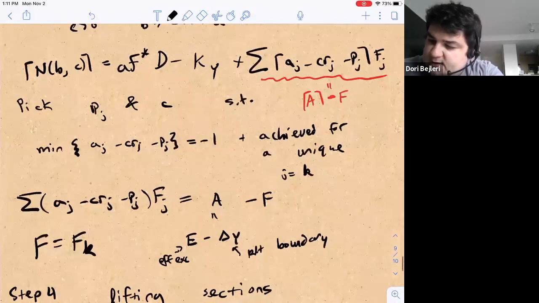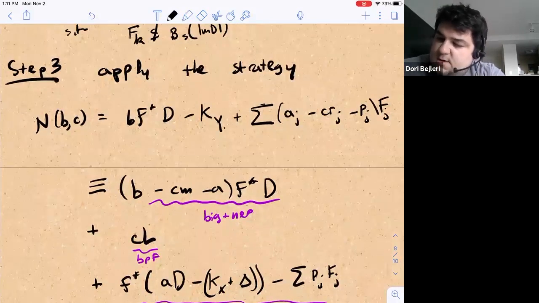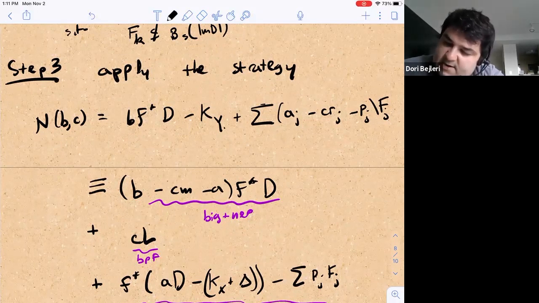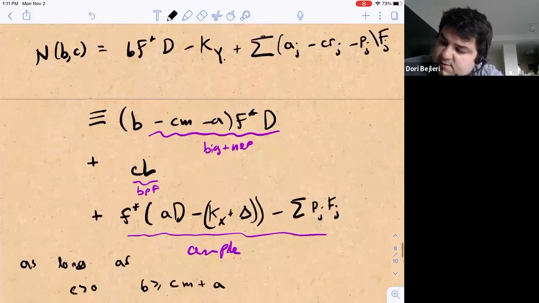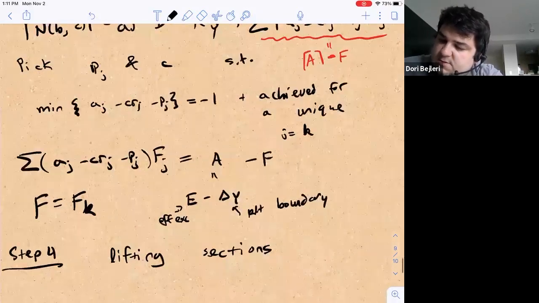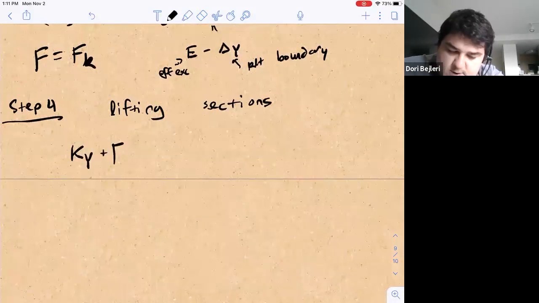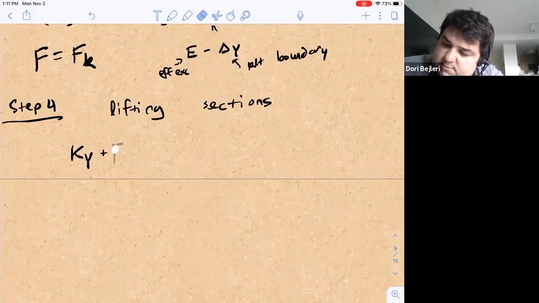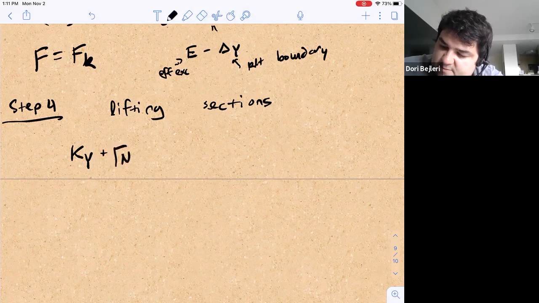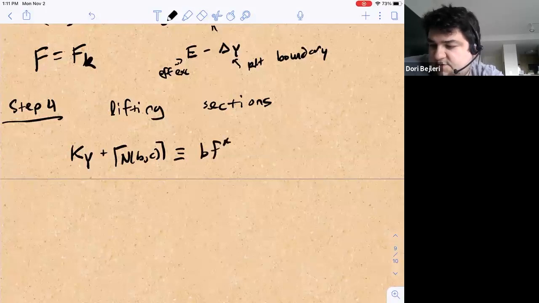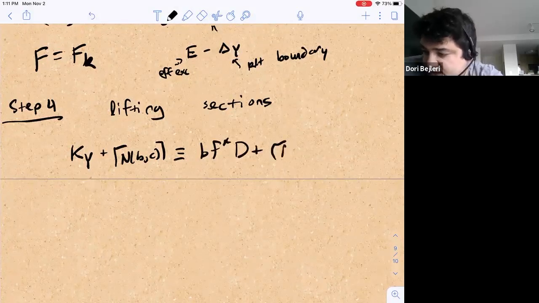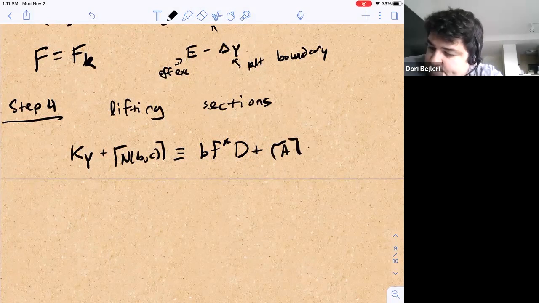Okay, so now we go back all the way over here. What was n? Well, n was, in our new notation, defined by ky plus n is equal to bf upper star d plus a minus f. So ky plus the roundup of n is equivalent to b f upper star d plus the roundup of a minus f. That's what we got by putting together our equalities.